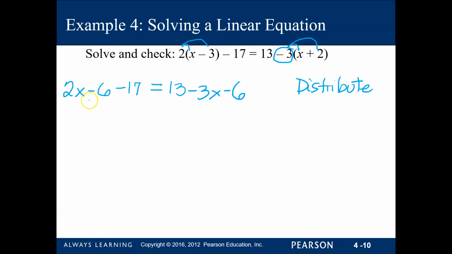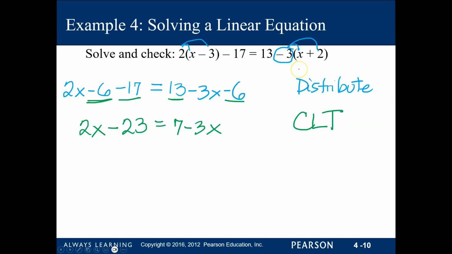Now, as you can see, we have negative 6 and negative 17 on this side, and none of them have a variable, so we can combine them. So on the left side, this will be 2x, negative 6 and negative 17 together is negative 23. All right? Same thing on this side of the equation. We have 13 and minus 6. So if you have 13 minus 6, that's going to be a 7, and you still have your minus 3x. This whole process underwent combining like terms.